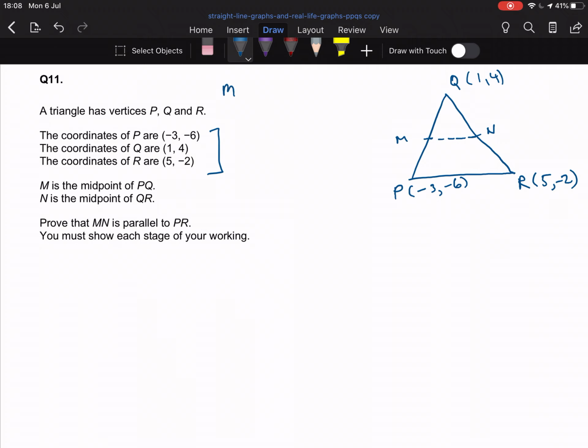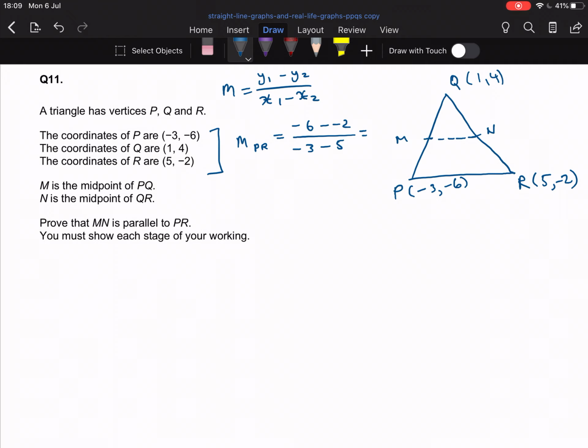We remember that the formula for gradient is change in y over change in x, or difference in y over difference in x. If you want a formula you can quickly write down, it goes a little something like this. Here you go at the top of the page. And this is what I'm going to use. So I'm going to do the gradient of PR here. I'm subtracting y coordinates, and I'm going to do the coordinates of P take away the coordinates of R in that order. So I'm doing y's first at the top: -6 minus -2. And now I'm doing my x's: -3 minus 5.